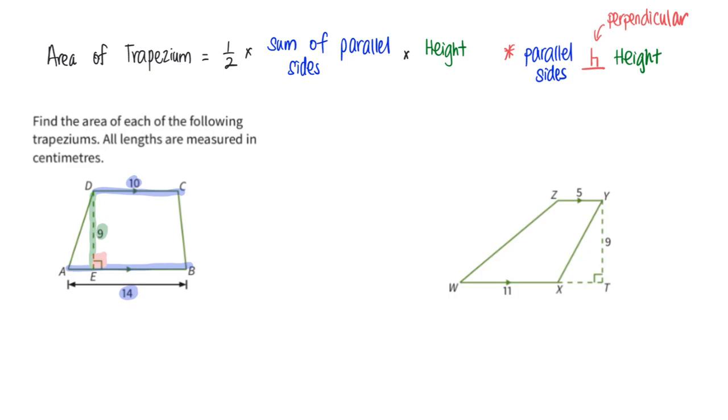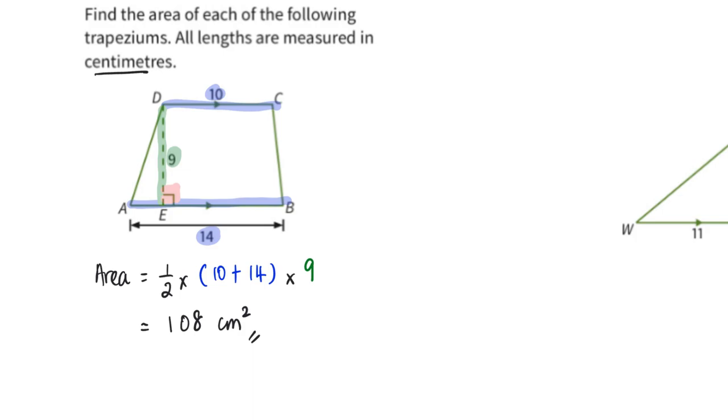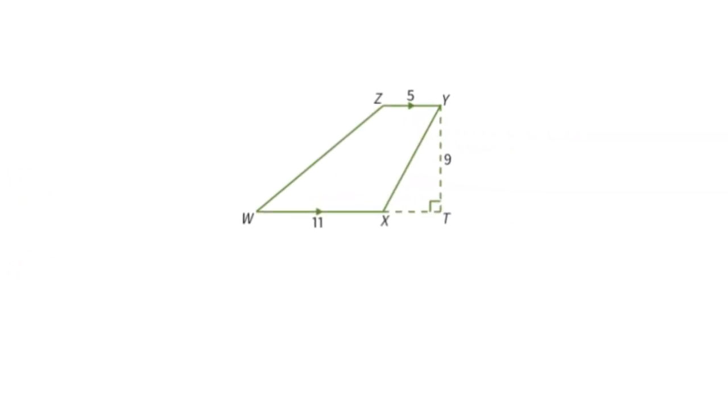So in this first example here, the area of this trapezium is simply half times the sum of the parallel side. In this case, is 10 plus 14 multiplied by 9, which is the height, where they are perpendicular to each other. And that will give me a value of 108 cm square. Moving on to the next example.